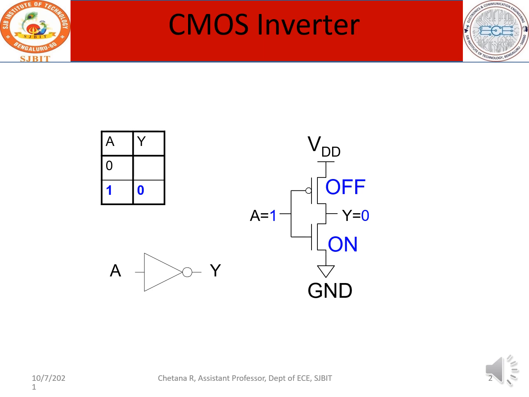That is how Y is equal to A bar. If input is 1, the output is 0. If the input is 0, the output is 1. So let us now look at the principle of working when input A is equal to 1.